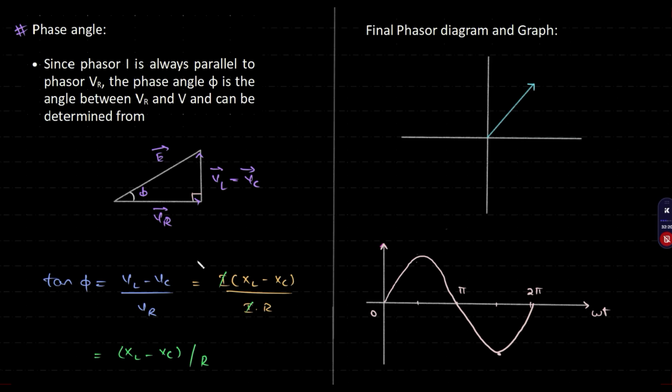So that is your angle between the current and V, because current is in line with VR. Okay, that's how we start off. Since phasor I is always parallel to VR, the phase angle is the angle between VR and V and can be determined by the following. So basically in place of V, we should be writing it as E. Please don't get confused, that is E.